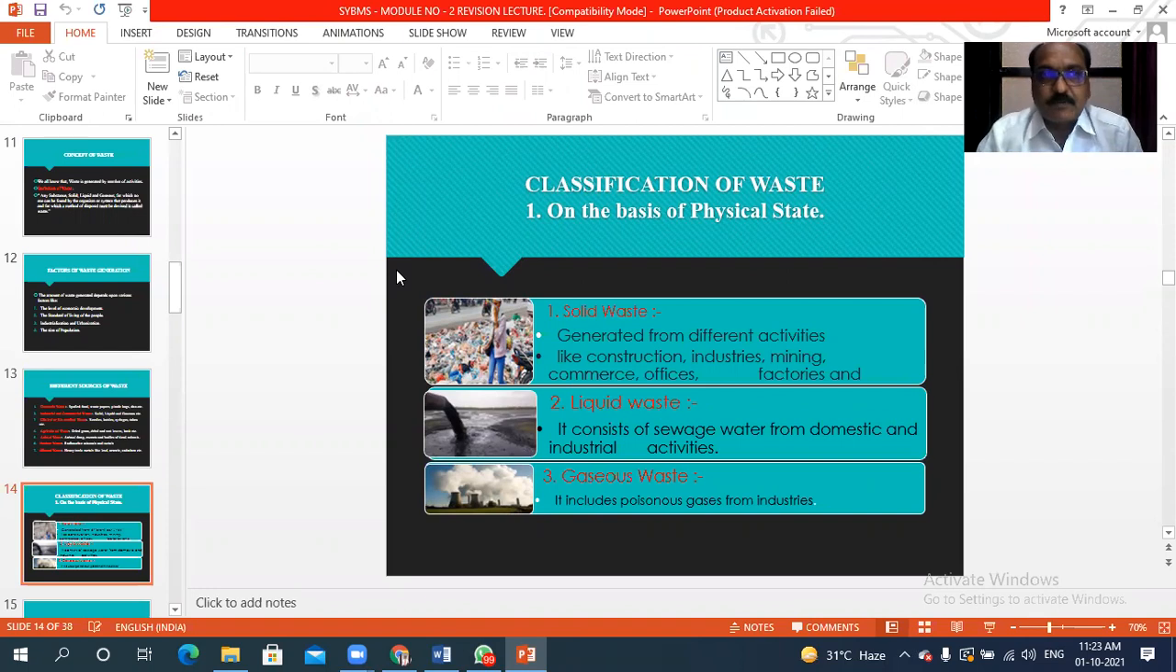On the basis of physical state, dear students, we can classify waste into solid waste, liquid waste and gaseous waste. Solid waste is generated from different human activities like construction, industries, mining, commerce, offices and factories, etc. Liquid waste consists of sewage water from domestic and industrial activities. And gaseous waste, dear students, includes poisonous gases from the industries.